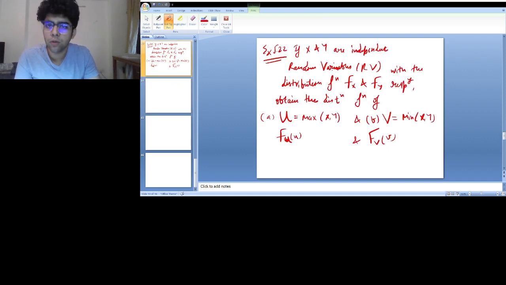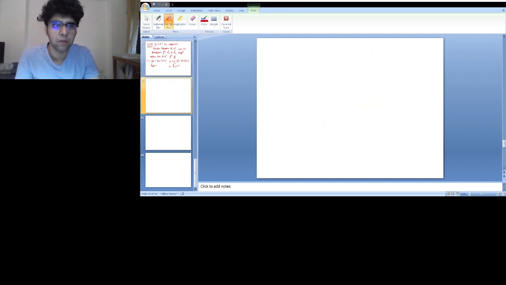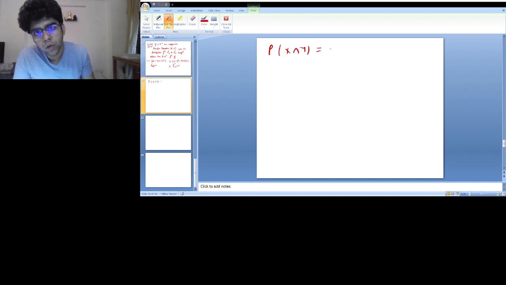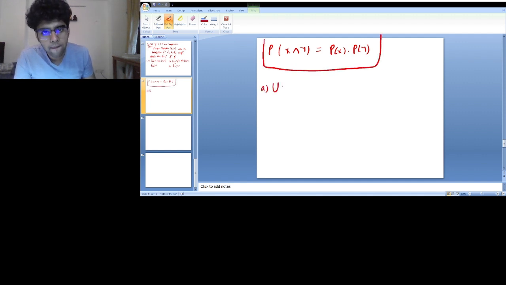Now it is given to us that X and Y are independent random variables. So for independent random variables, the property says that the probability of X intersection Y is equal to probability X times probability Y. Just remember this, it will come in handy. Yeah, so for part A, U is equal to max of X comma Y.